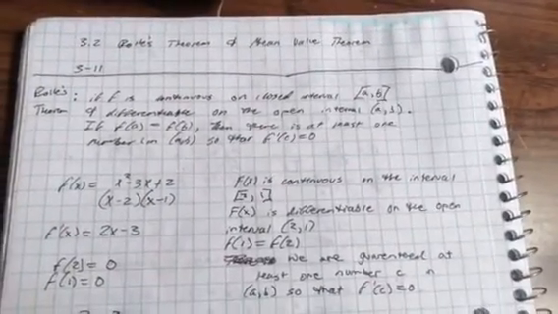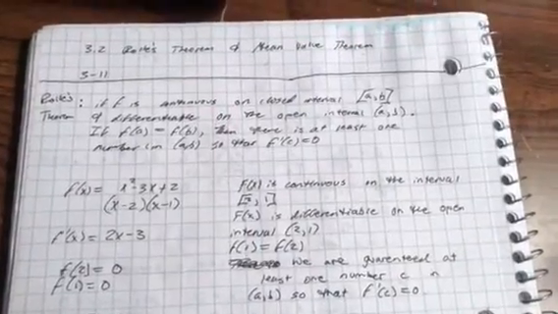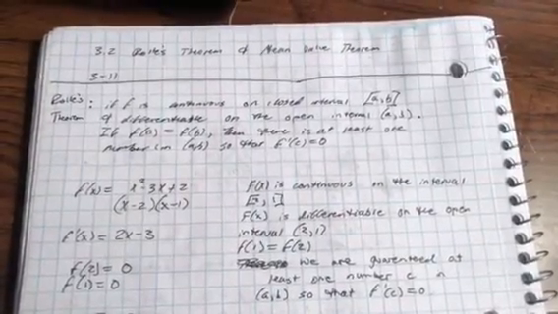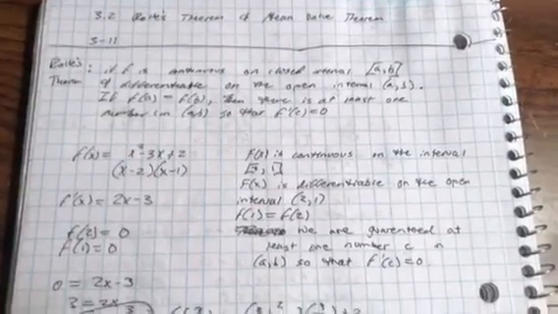Next, we're going to talk about Rolle's theorem. I think it's kind of dumb, but we'll go through it anyways. Okay, Rolle's theorem says that if f of x is continuous on a closed interval [a, b] and differentiable on the open interval (a, b), and if f of a equals f of b, then there is at least one number c in (a, b) so that f prime of c equals 0.